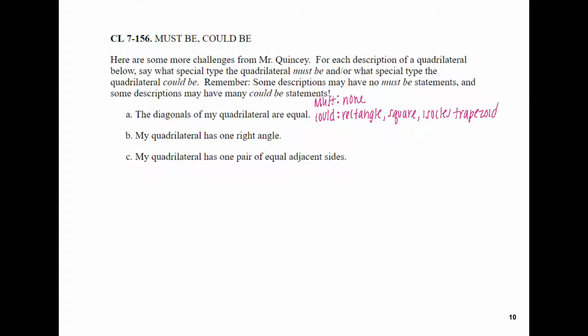My quadrilateral has one right angle. Well, this statement is very, very broad. So for must be, we have none. For could be, we could actually write any quadrilateral.